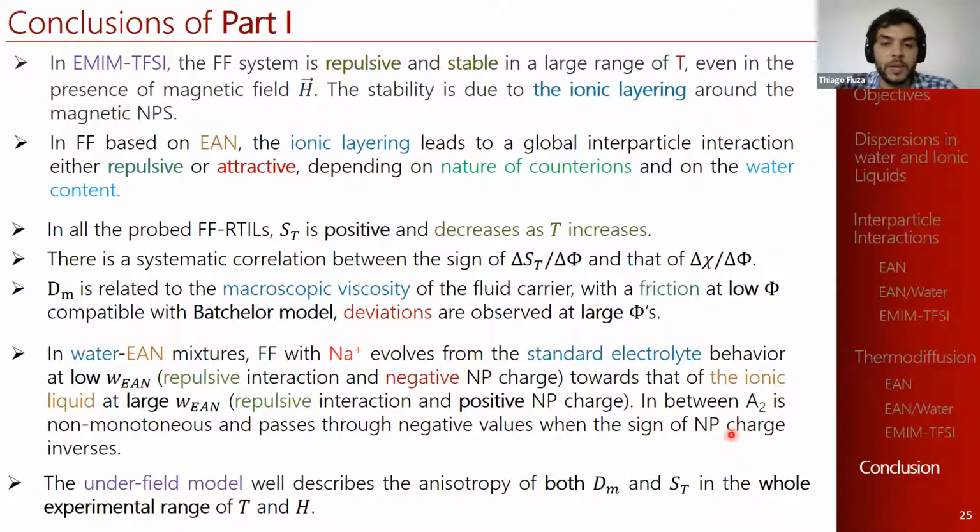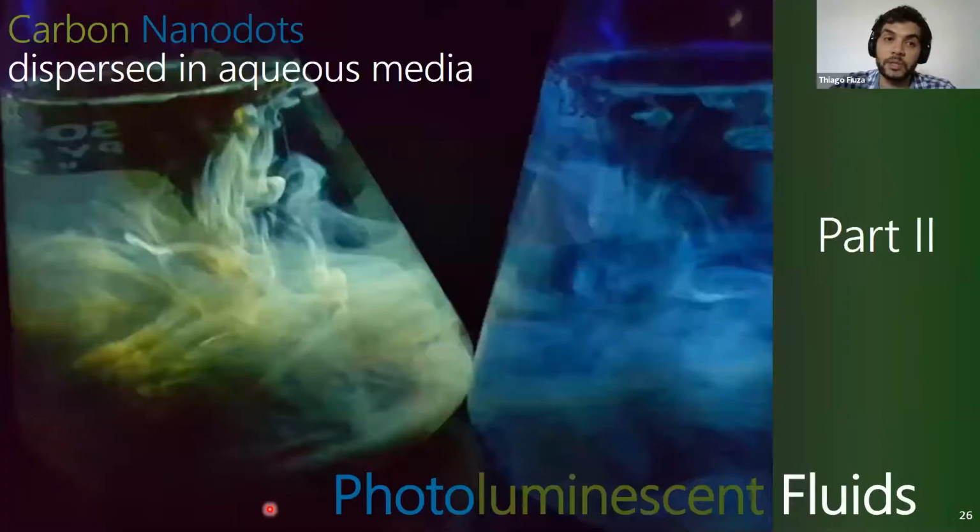Finally, the under-field model shows that we have an anisotropy in both DM and ST, and the model fits well in the whole range of temperatures and magnetic field. So in this second part, I would like to talk about the carbon nanodots, of which we have two types here. One is green emitting, and the other one is blue emitting.